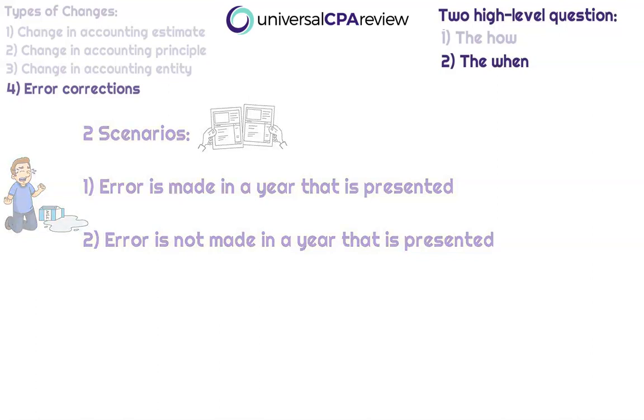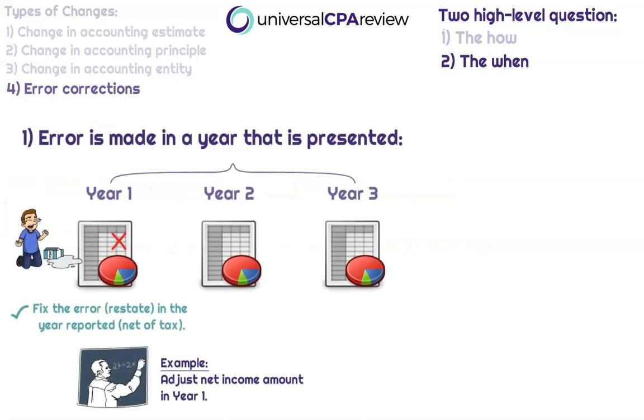All right, so taking a look at these two examples, right? We have 3 financial statement years that are being presented in these comparative financial statements. We have financial statements for year 1, year 2, and year 3. And let's say that the error was made in year 1.